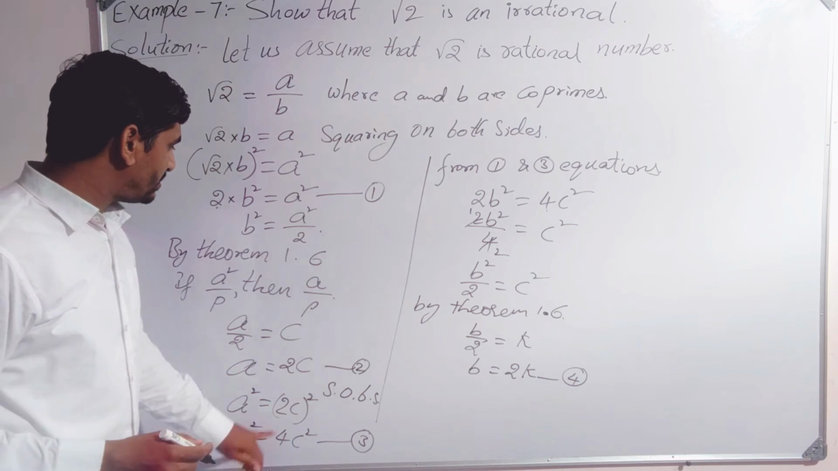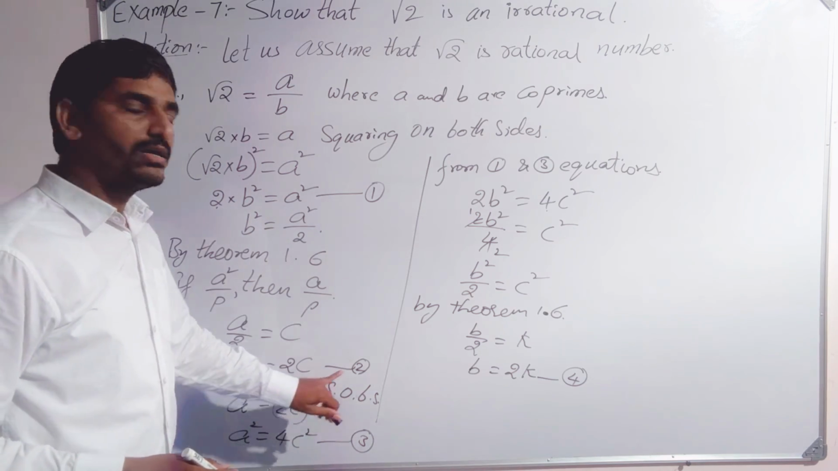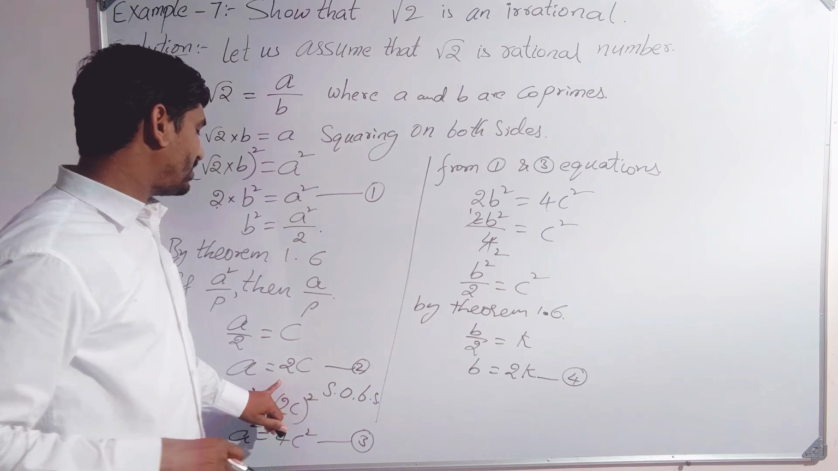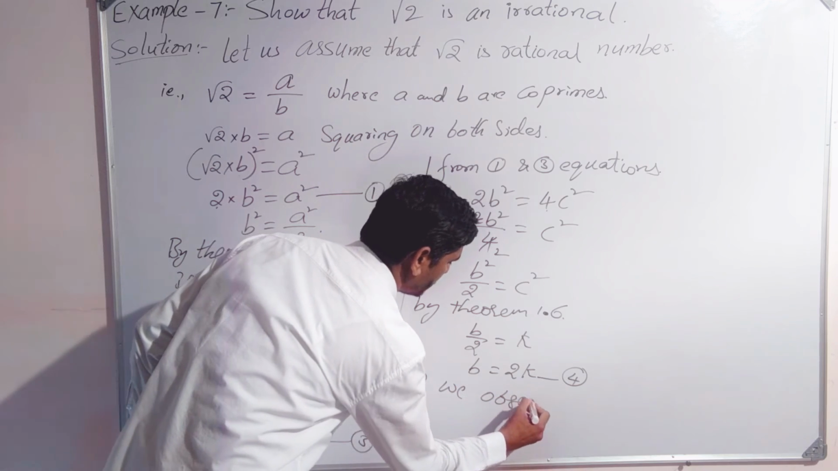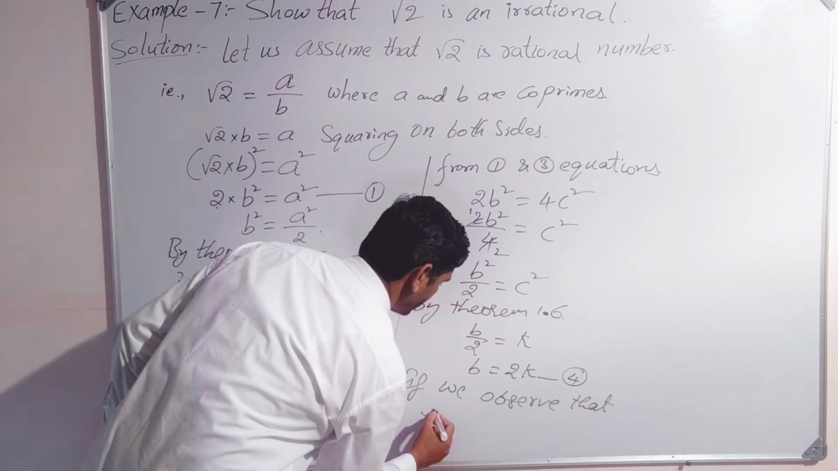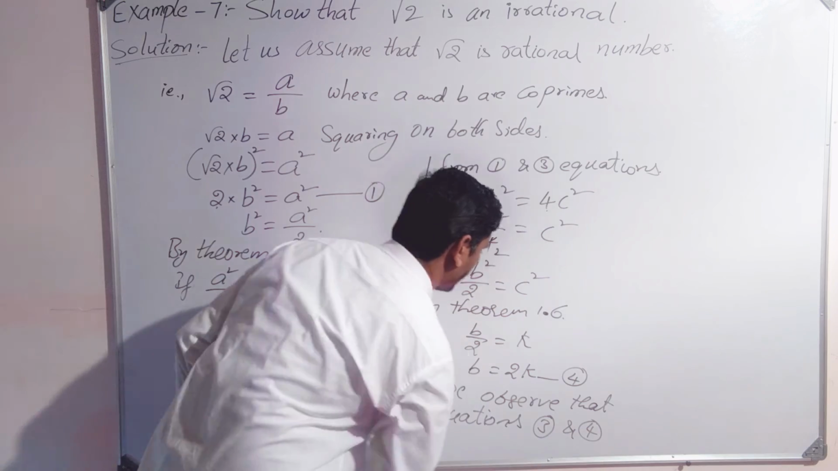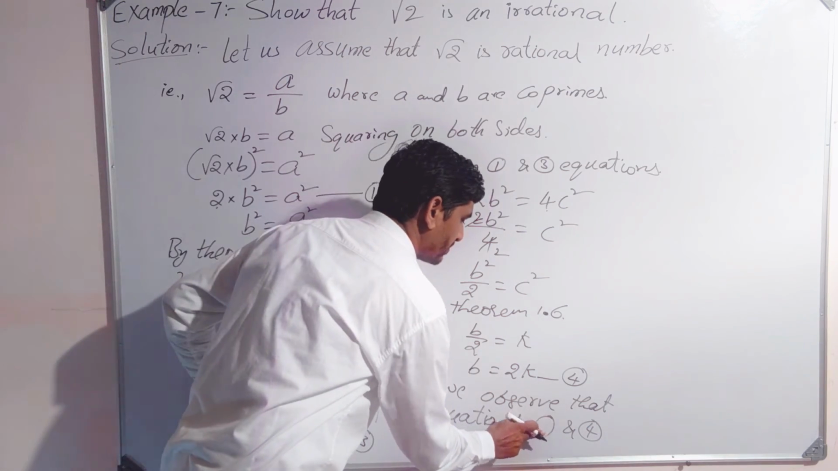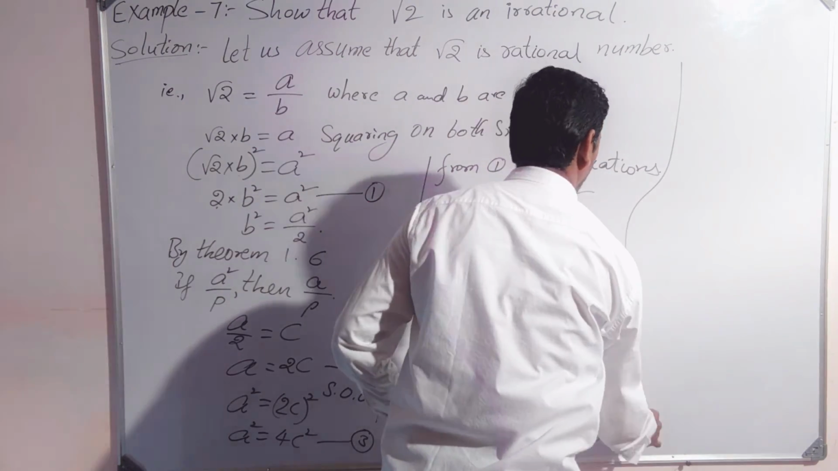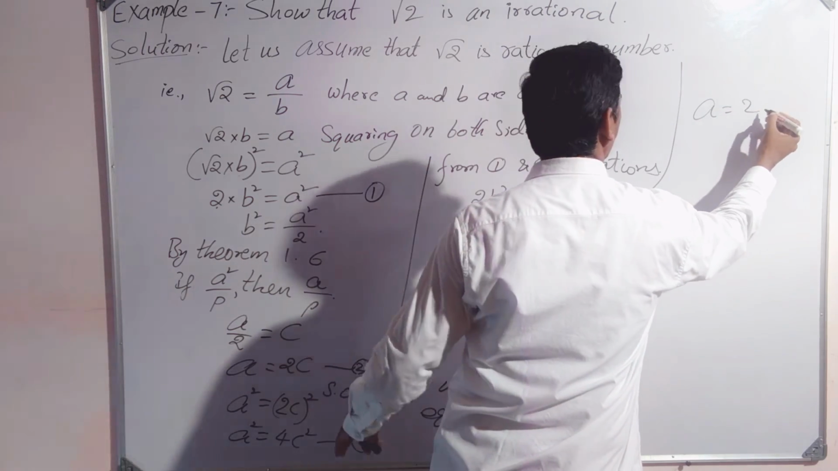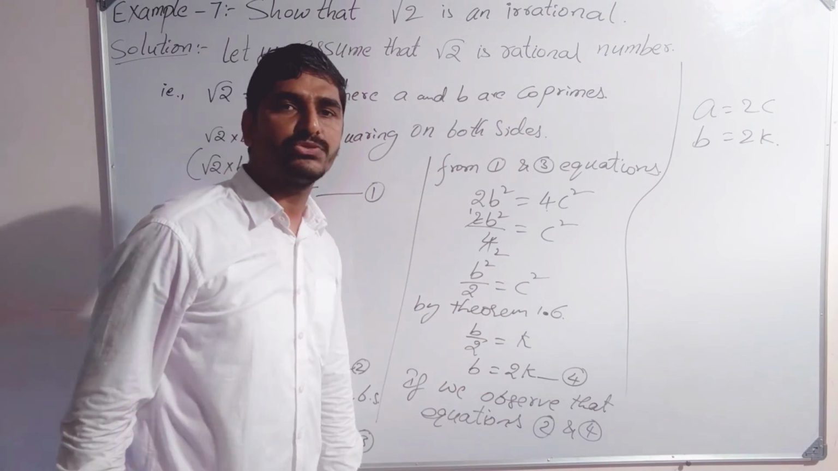Now from equation 2 and equation 4, we observe that a is equal to 2c and b is equal to 2k. Is it? A is equal to 2c, b is equal to 2k.